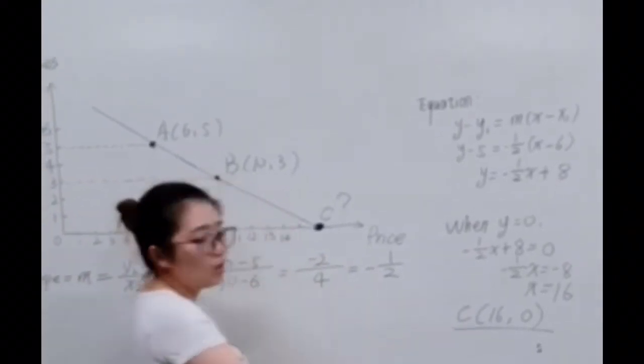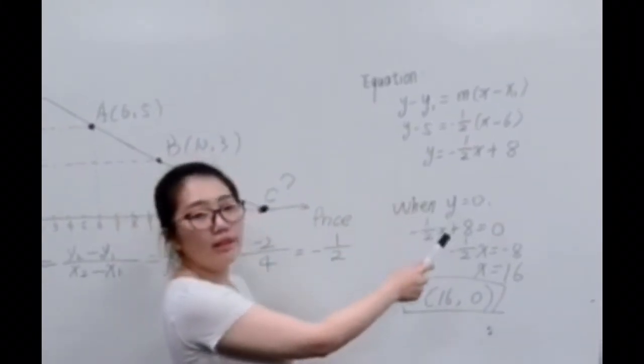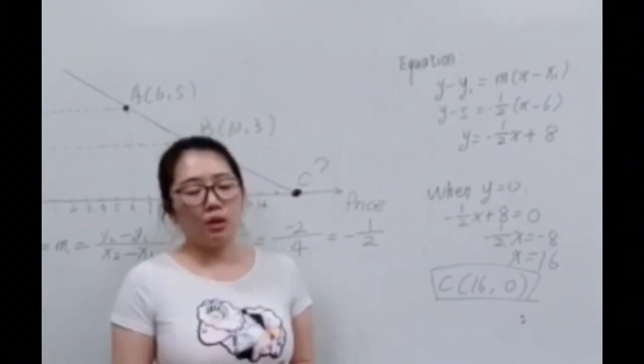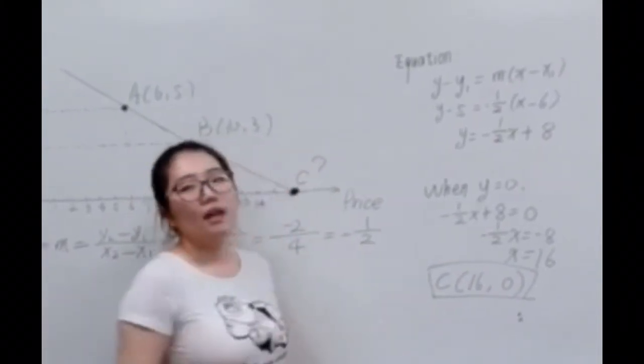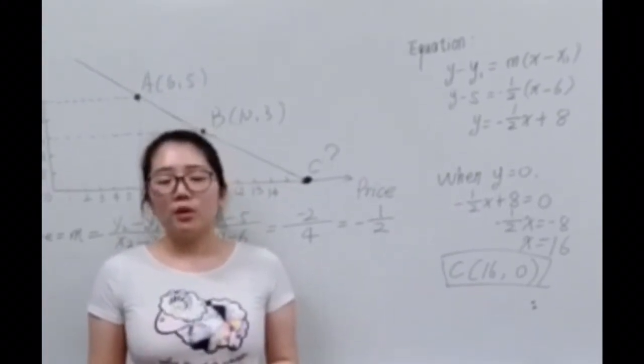Point C is known now. Finally, when y is 0, we put it into this equation and get x is 16. Now we have the solution of this problem, point C. The farmer will not be able to sell any box of cherries when the price is $16.